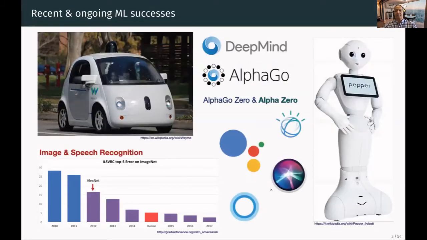Okay, so everybody's familiar with the successes of machine learning, from self-driving cars, social robots, image and speech recognition, personal assistants, Watson, and more recently the many successes of DeepMind. So there is a huge expectation with respect to machine learning.